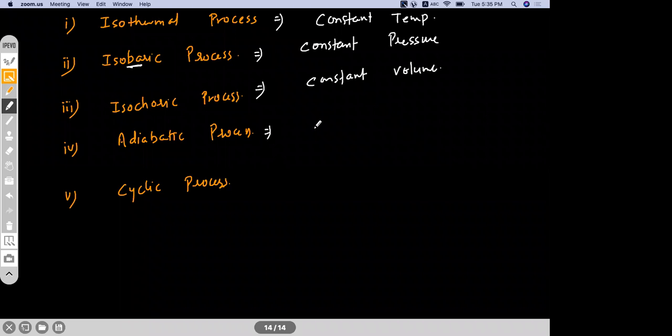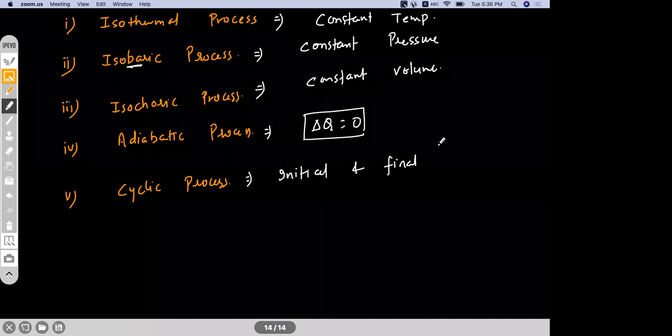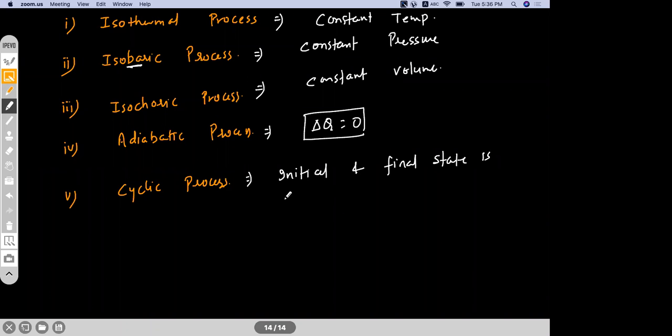Adiabatic process, I have told you, there's no exchange of heat. So delta Q is zero for an adiabatic process. Cyclic process, initial and final state is same.